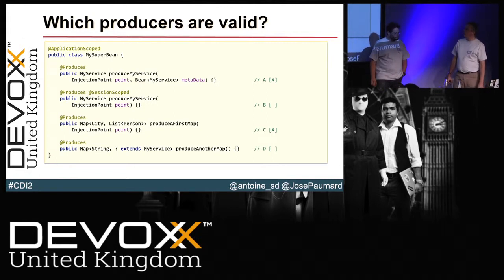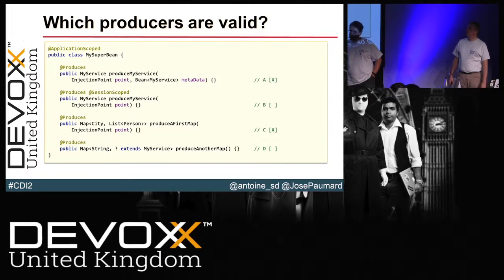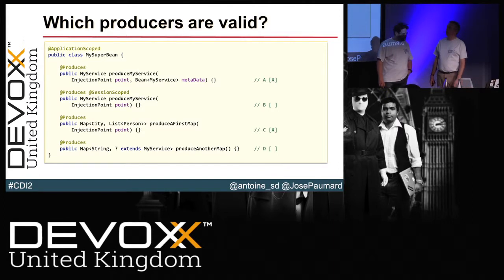So why can't I produce this map? What's the deal with this special map? Because I have a wildcard in my parameter type. It's forbidden by the specification. So I cannot produce a parameterized type with wildcards in it? No. Yes, that makes sense, in fact. And I cannot inject injection points in my producer if I am in a session scope. In fact, I have to be in a dependent scope to be able to do that. So this is the point. The session scope is wrong, in fact. Yeah. In this one. Okay, great.